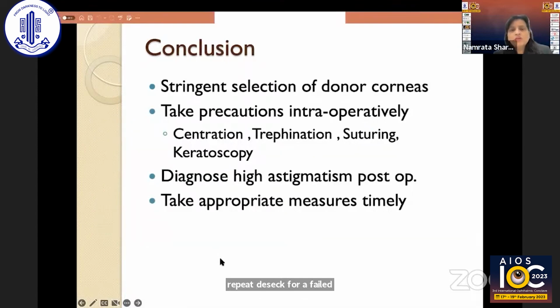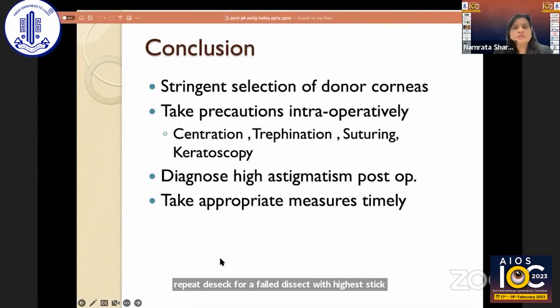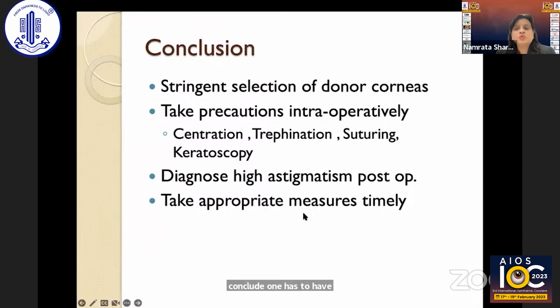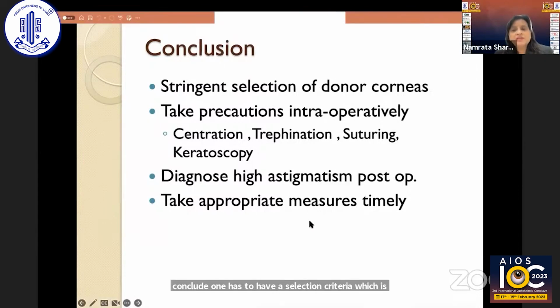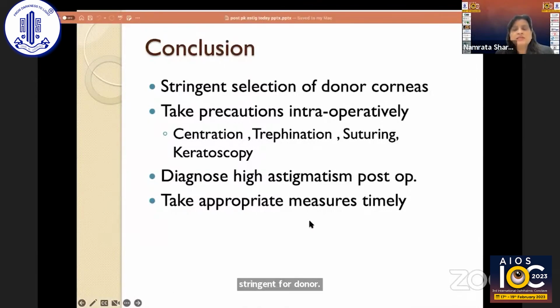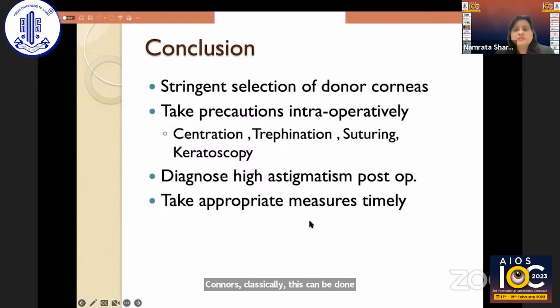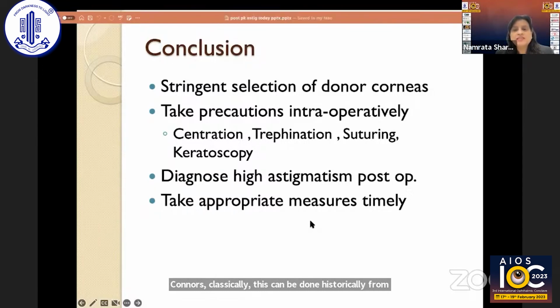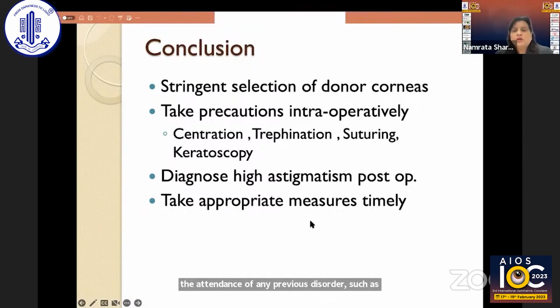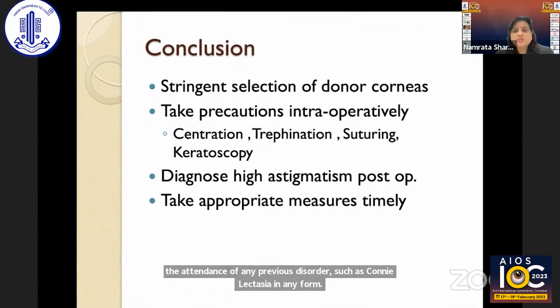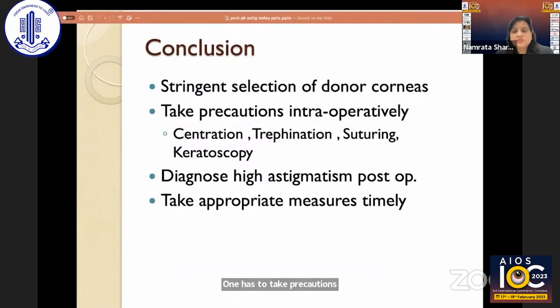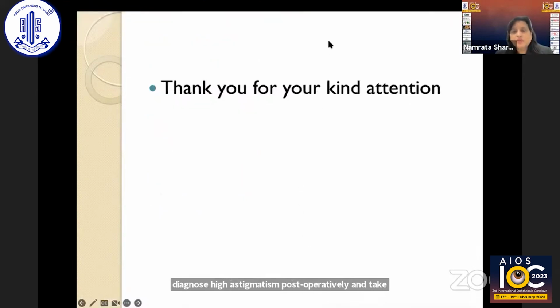So to conclude, one has to have stringent selection criteria for donor corneas. Classically, this can be done historically from the absence of any previous disorder such as corneal ectasia in any form. One has to take precautions intraoperatively in terms of centration, trephination, suturing, and keratoscopy, diagnose high astigmatism postoperatively, and take appropriate measures timely. Thank you very much for your kind attention.